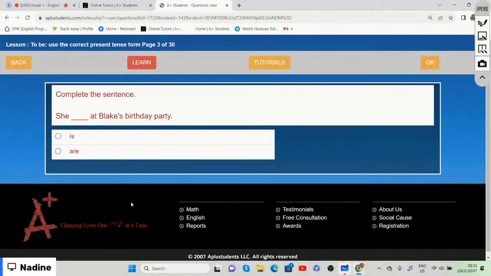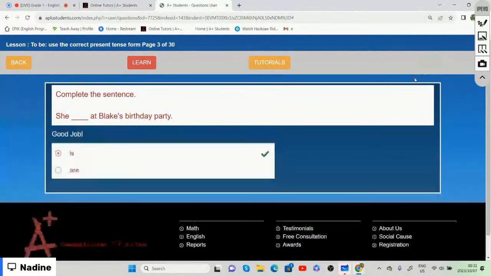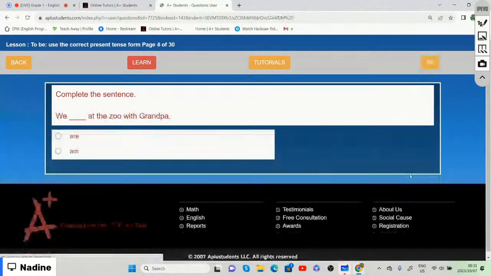All right. We will say she is because she refers to only one person, right? So she is at Blake's birthday party. And E is correct. So good job. Well done.